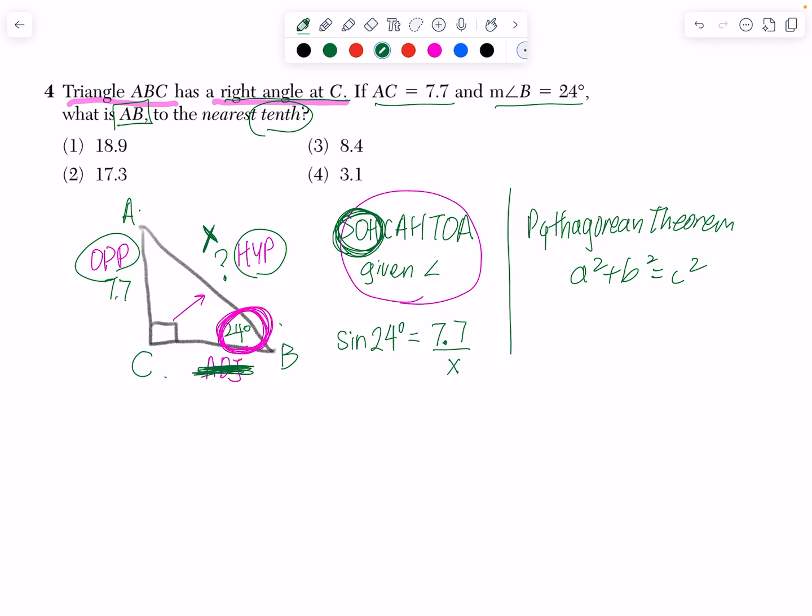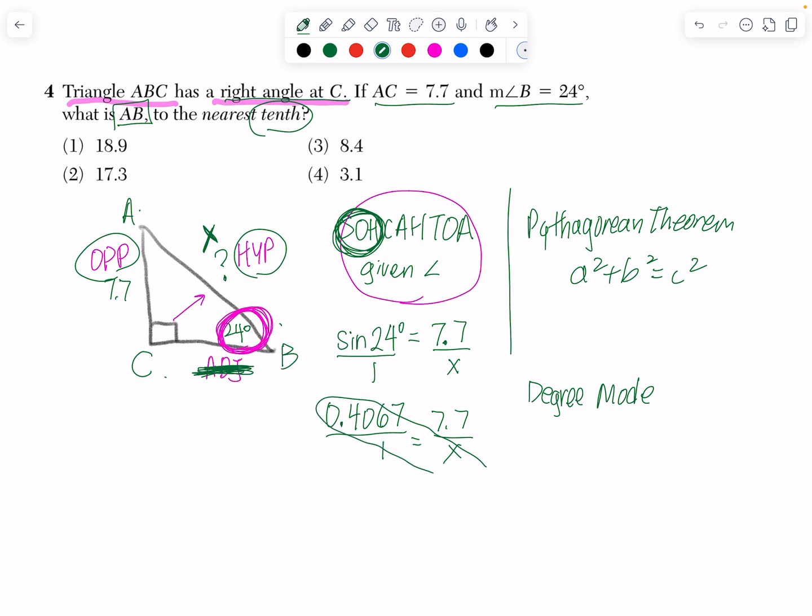Solve for x over 1, cross multiply. So make sure your calculator is in degree mode. And then you type in sine 24 degrees. And anytime you have a lot of numbers, you copy down the whole number and 4 numbers after the decimal. But keep in mind when you're actually doing the calculation, you use the entire decimal that's on the screen.